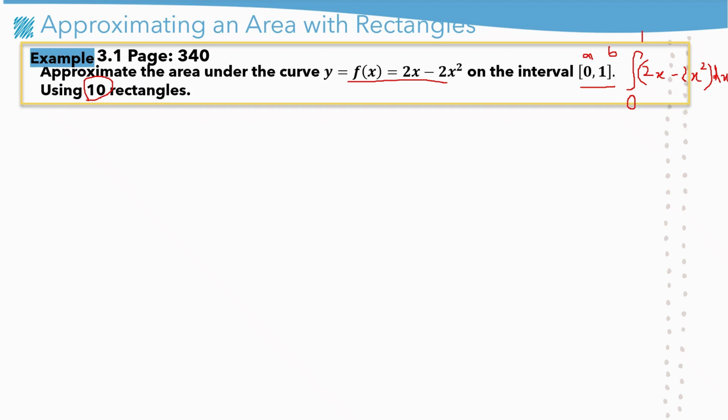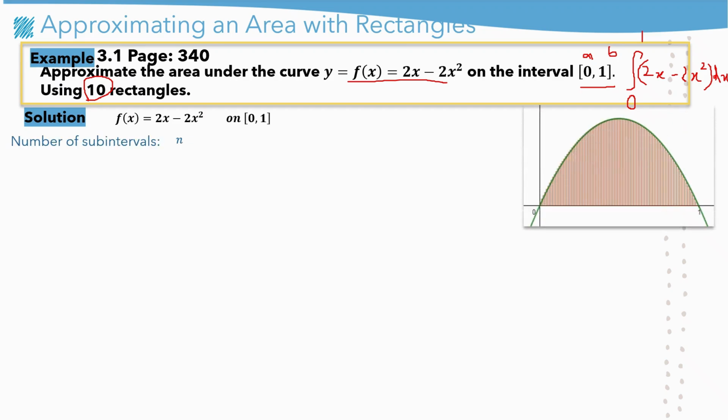Here let's focus on our steps. What's your first step? Perfect. Find delta x. b minus a over n. Already we noted our n is 10. Also our a is 0 and b is 1. So we get our delta x as 1 over 10.